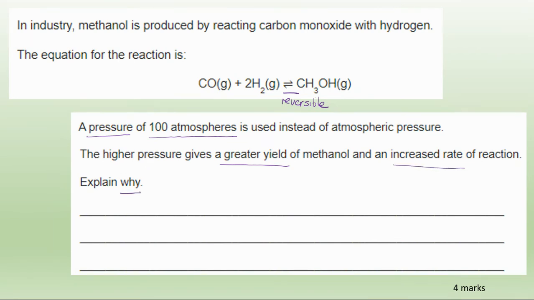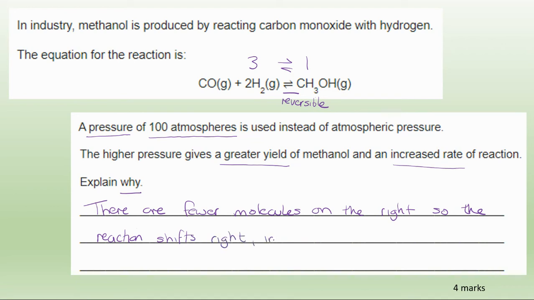And I'm being asked why. So why does that happen? Well, it's pressure. So I need to think about my molecules. I've got 3 versus 1. So there are fewer molecules on the right. So the reaction shifts right, increasing the yield.